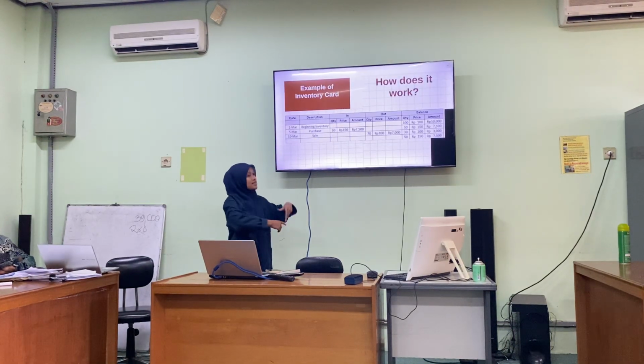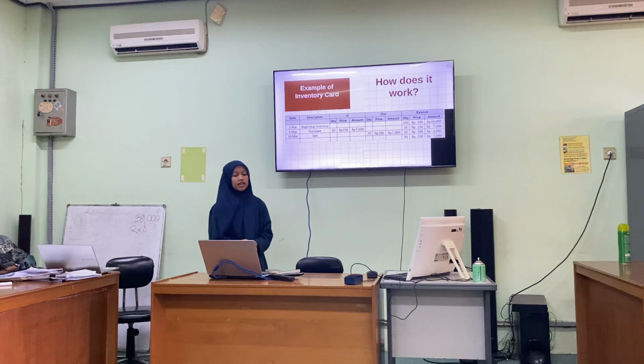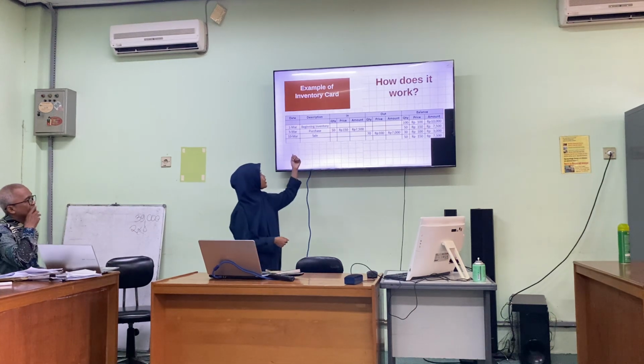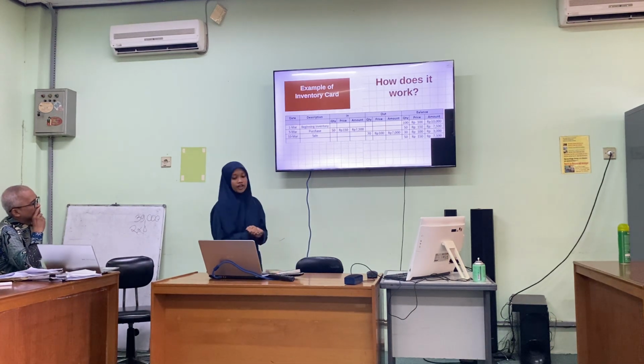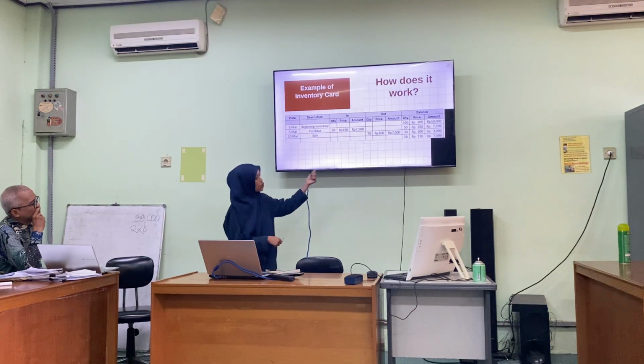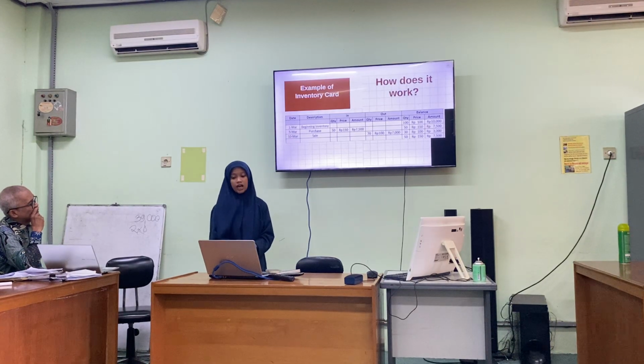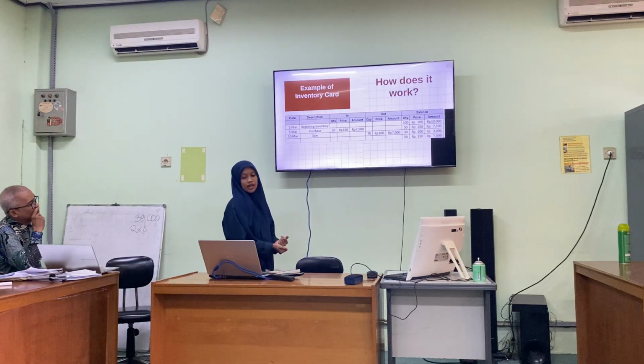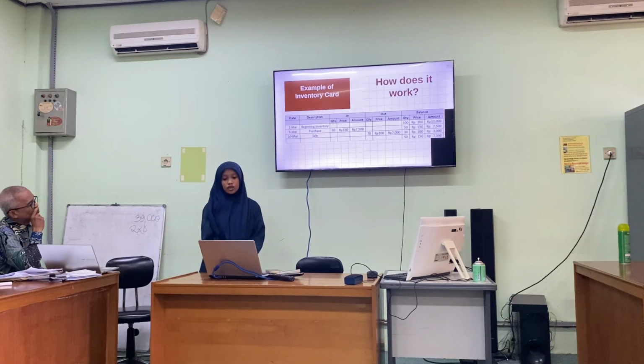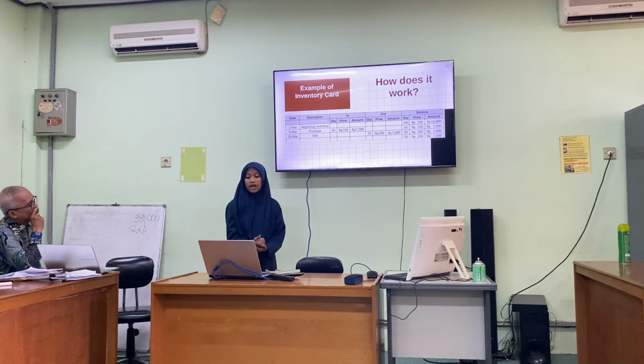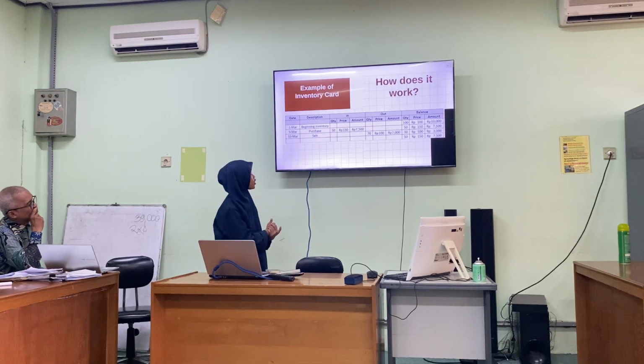Next, how does it work? The first, record every incoming item or purchase under "in". Record every outgoing item under "out". And record the balance after each transaction. And then determine the value using the FIFO, LIFO, or average method.